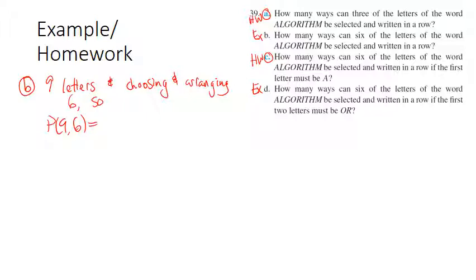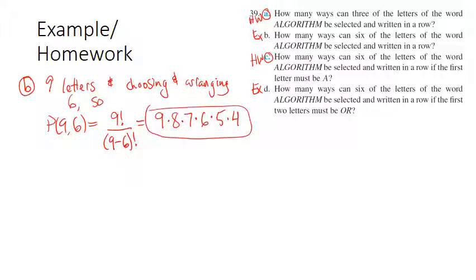And so there's a few different ways you can calculate this. You could do it as 9 factorial over 9 minus 6 factorial. Or you can just write out the 6 numbers of choices that you would have. So you'd have 9 choices for your first letter, and then 8 choices for your next letter, 7 choices for your next letter, and then 6 choices, 5 choices, and finally 4 choices for the 6th letter. So you can do it like that as well. Either of these is fine. I'll just circle that one.